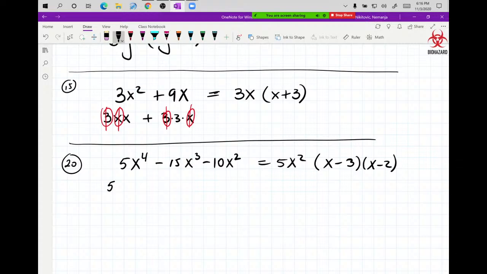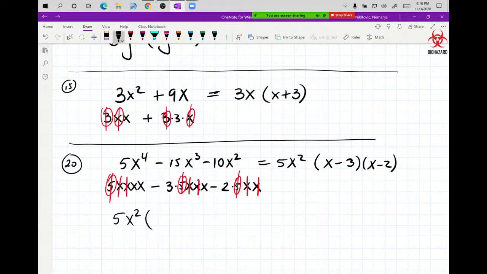So here we go. 5xxxx minus 3 times 5xxx minus 2 times 5xx. So each one of these has a 5. Kick that out. That's the 5, and then 2 x's in each. So that's our x squared. So right now we are at 5x squared, and we have x squared minus 3x minus 2.